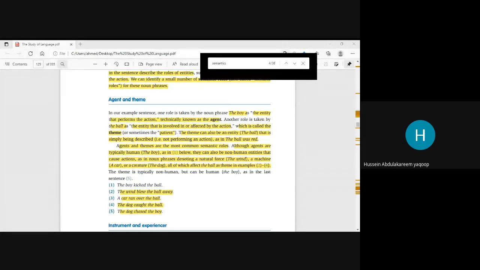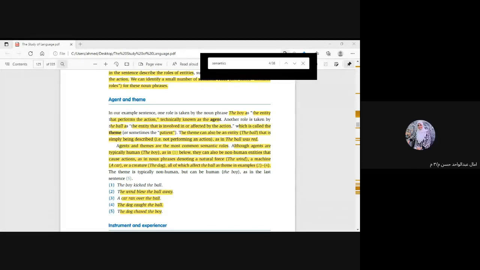In grammar, when you studied grammar for the last 2 years, how do you interpret agent and theme? What are the agent and the theme from a grammatical point of view, not from the point of view of subject and object? Excellent. We have the subject and the object. So the subject represents the agent, while the theme is represented by the object. That's okay. Go ahead, Amal.